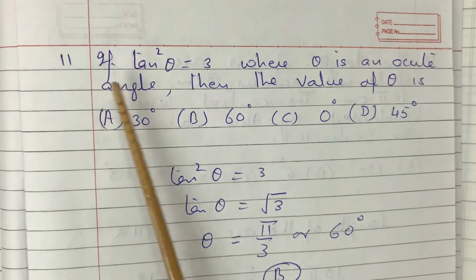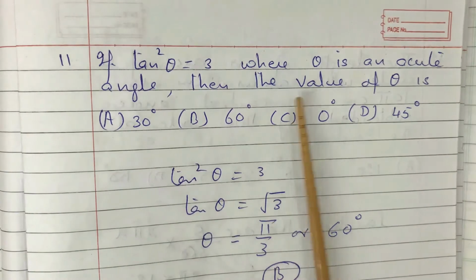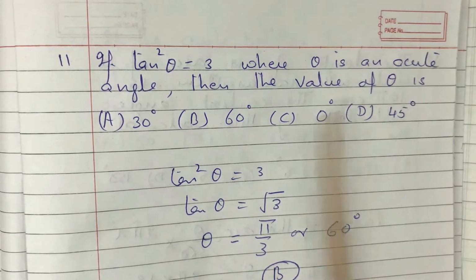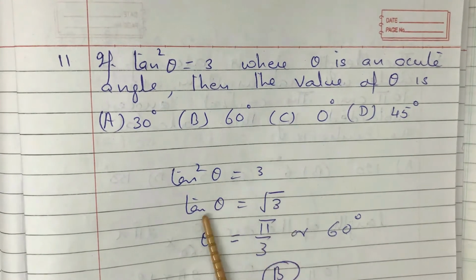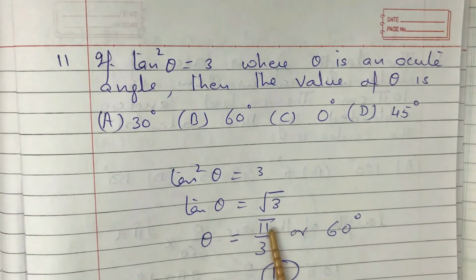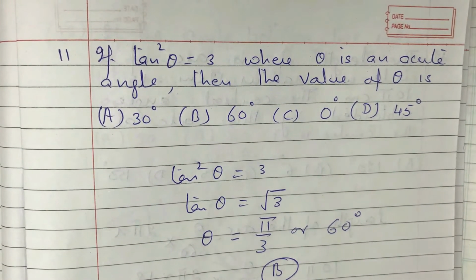Now 11th question. If tan square theta is 3, where theta is an acute angle, then the value of theta is, there are 4 options. Now tan square theta is 3, tan theta is root 3, theta is equal to pi by 3 or 60 degree. So D is the option.